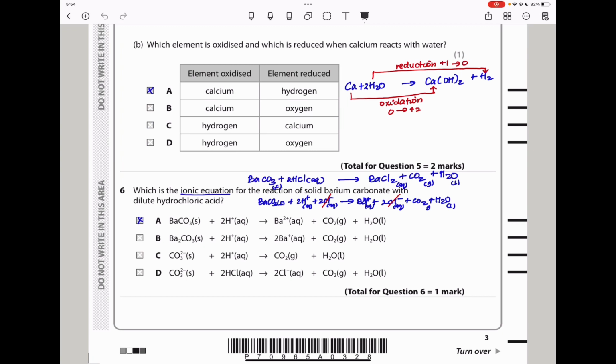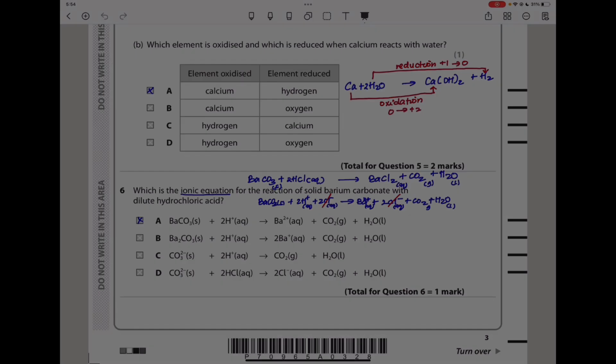So barium sulfide will remain as it was, but this is aqueous, so I'll break it down into 2H+ and 2Cl-. On the other side, barium chloride is soluble, so it should be Ba2+ and 2Cl-, and the rest, gas and liquid, remain unchanged. So we see it's only the chloride that cancels out on either side. Therefore, the answer to question 6 should be an A. Let's move on to question 7.